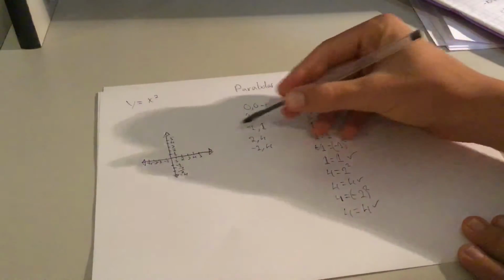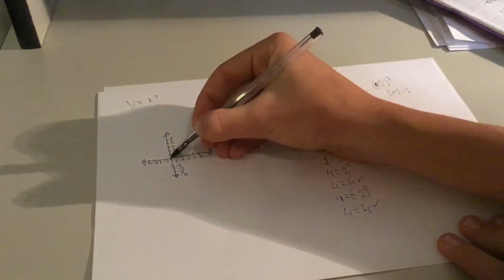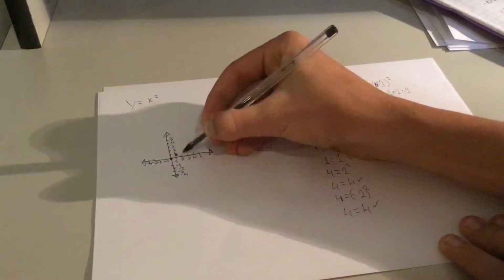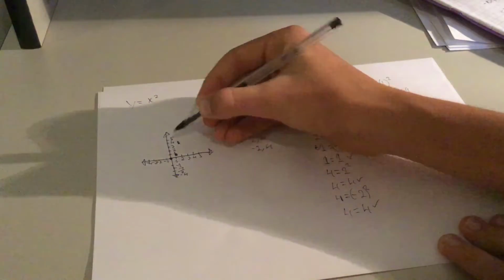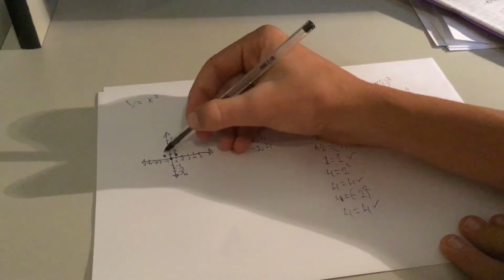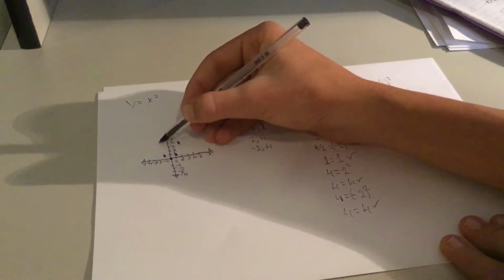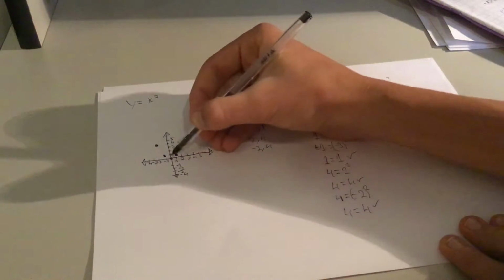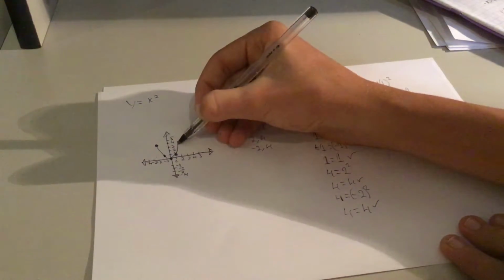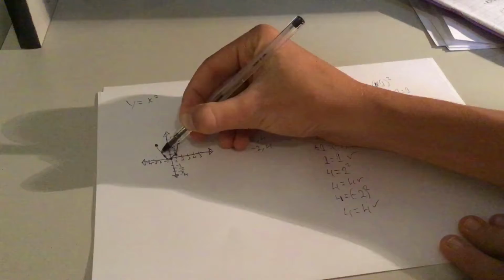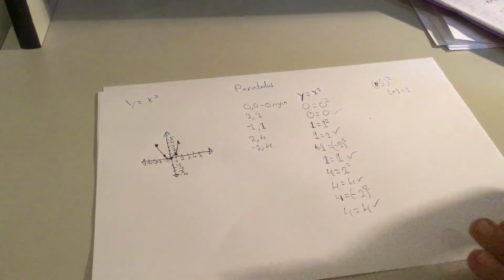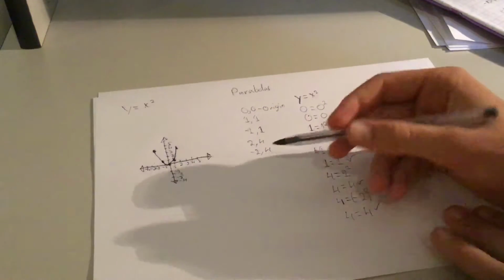So if we were to draw these points on this graph, well, we have that 0, 0 point here, we have the point 1, 1, and then we have the point 2, 4. On the other side, we have the point negative 1, 1, and the point negative 2, 4. This is just a rough graph. I didn't use a ruler or anything. If you want to do a test on parabolas, you should really use a ruler, because otherwise you can lose marks for accuracy.